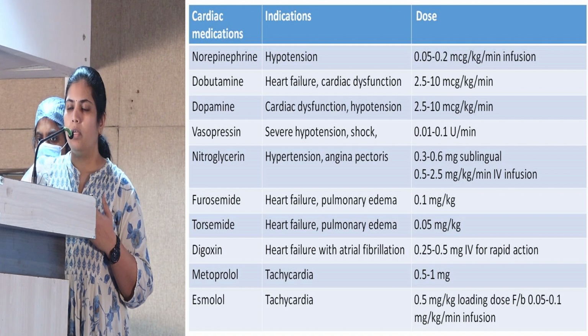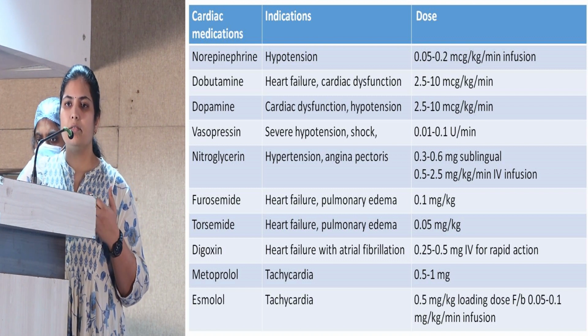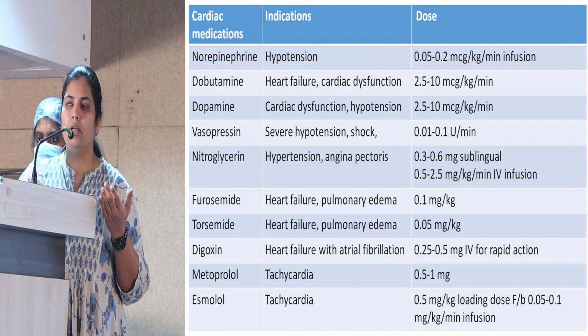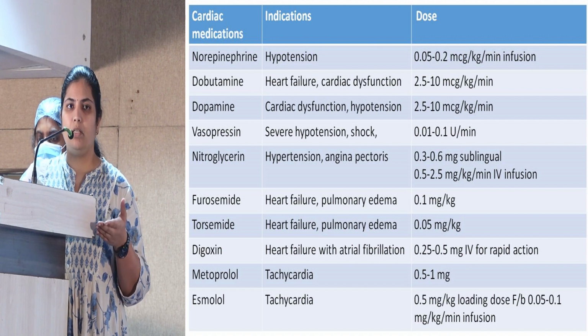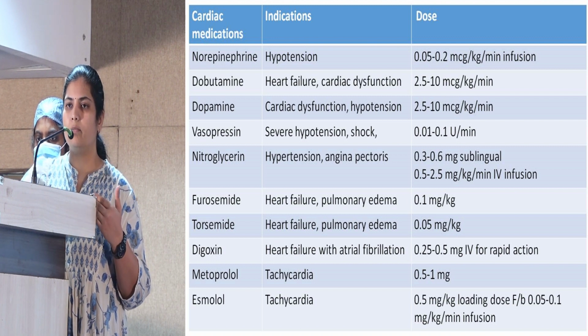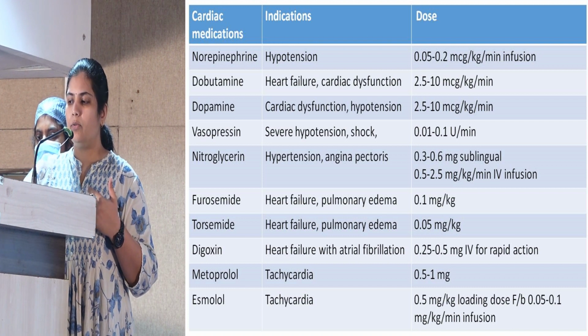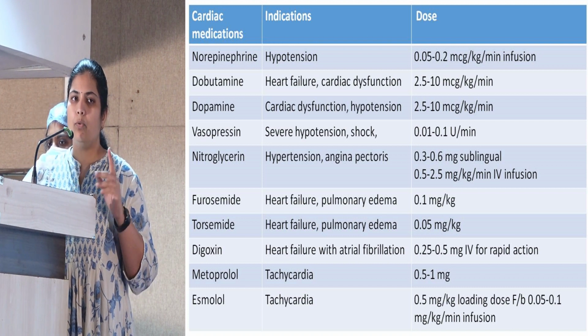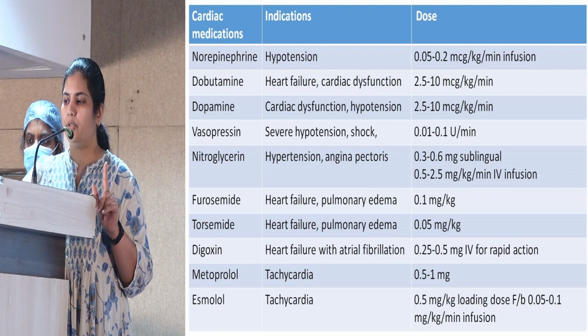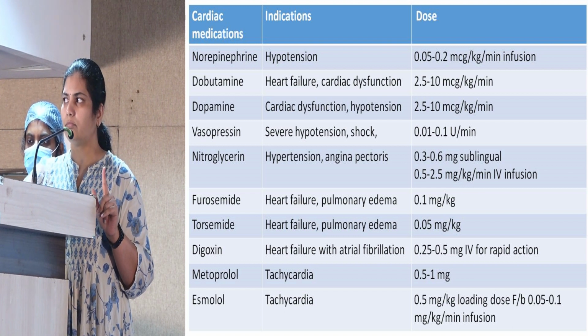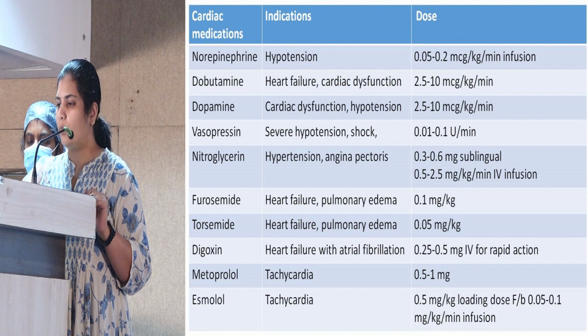Then metoprolol. When the heart rate is again more than 150, 120, and if you want to control heart rate but you don't want to bring down BP, you have to maintain BP, then you can use metoprolol. So 1 ml contains 2 mg of 1 ampule.